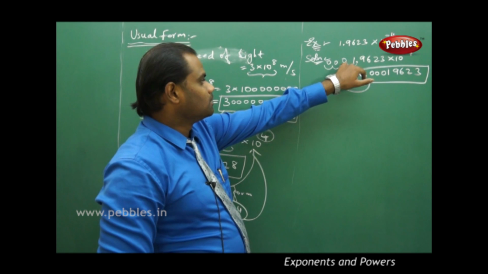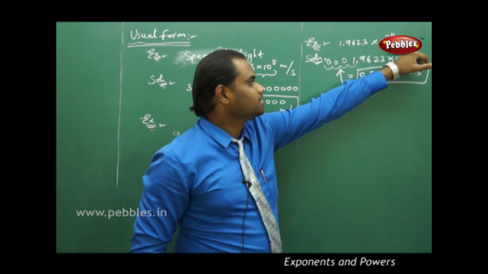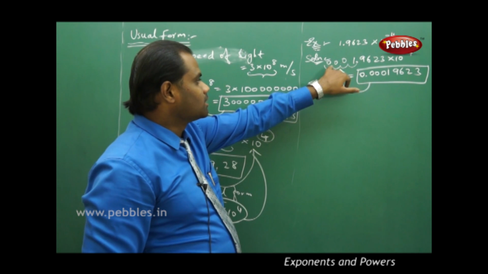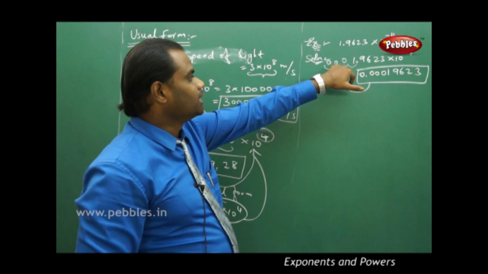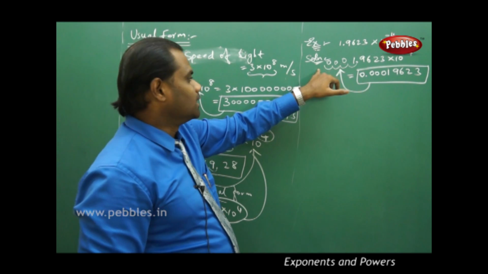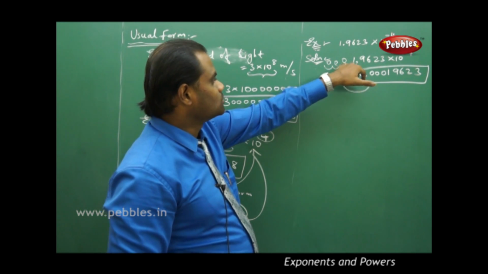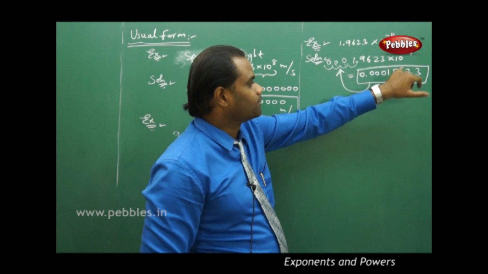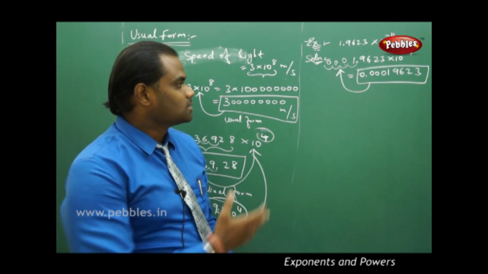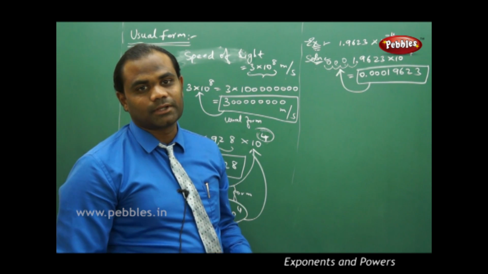So usually when problems are given in standard form with negative integrals, I just move the decimals from right to left. When I don't have any decimals, I include zeros in between so that I get the value with 4 steps jump to the left as 0.00019623 as the usual form of the given problem. So this is how we understand the usual form of representation.